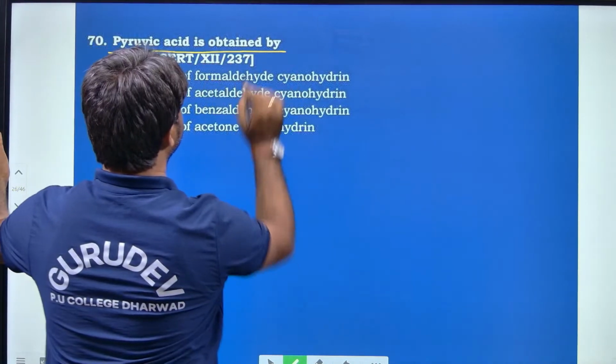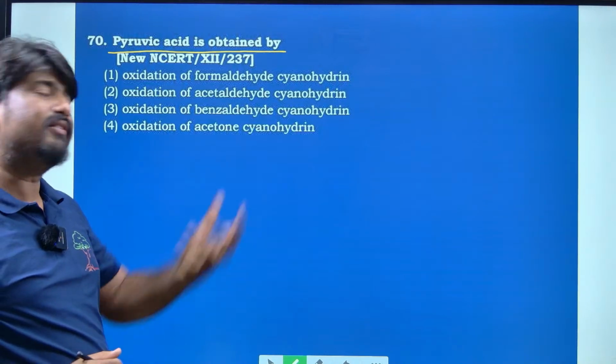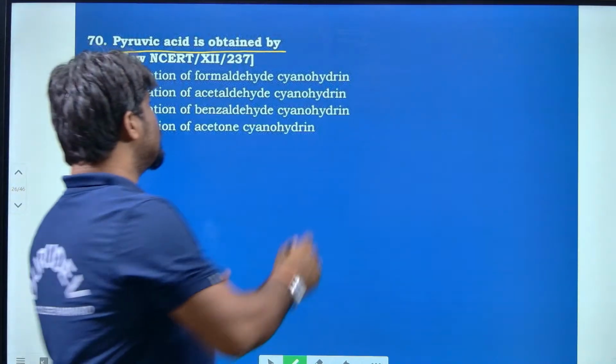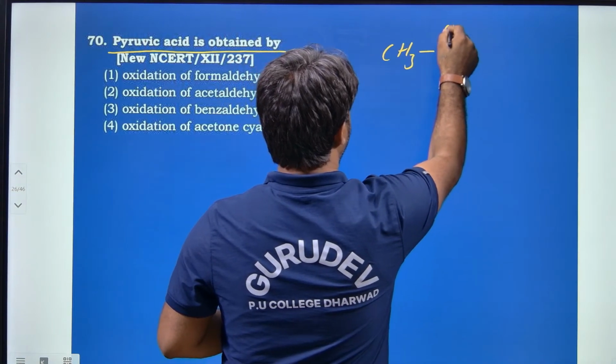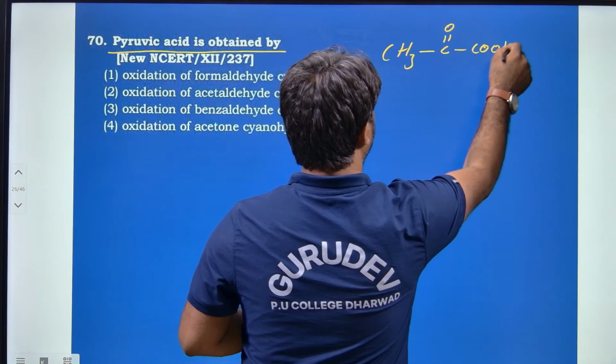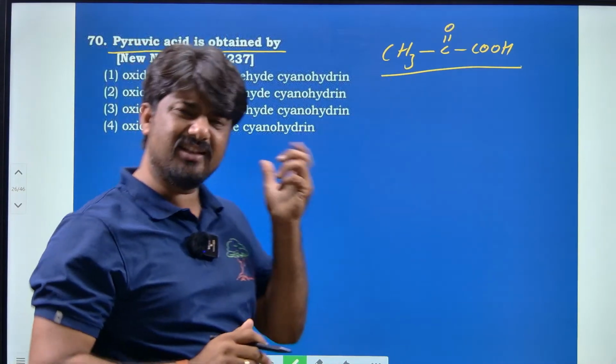Pyruvic acid is obtained by. First, we should know what pyruvic acid is, then we can come to how we can obtain it. So pyruvic acid is nothing but CH3, C double bond O, COOH. This is called pyruvic acid. Then how can I get this pyruvic acid?